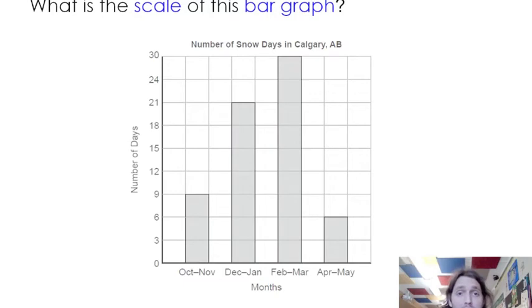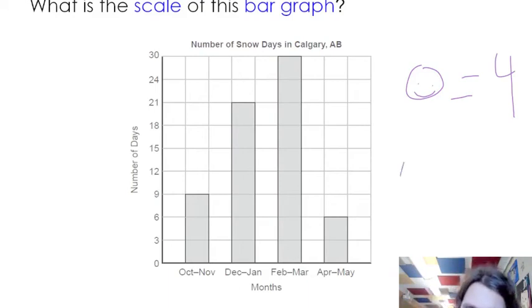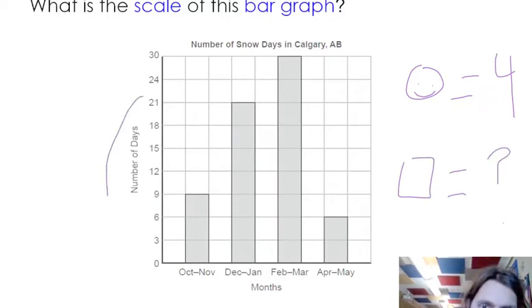Alrighty, so let's take a look at this new one. What is the scale of this bar graph? So remember the scale, right? Scales on our pictographs were 1 happy face equals 4 people, right? So that was a scale. And now we are looking at the cubes. So 1 cube equals how many, and in this case, number of days.